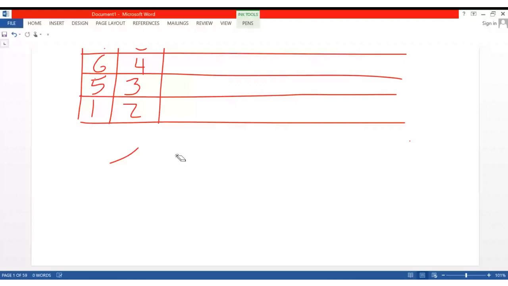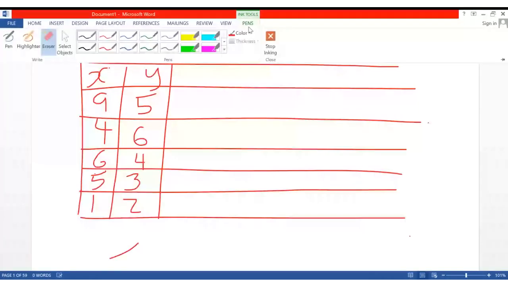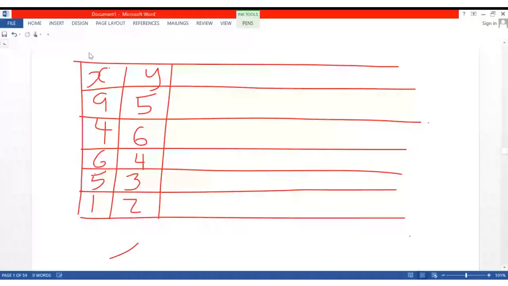So we've gotten our value of x bar. Our x bar, we got it as 5. And our y bar, we got it as 4. You just add the numbers, you divide by that.